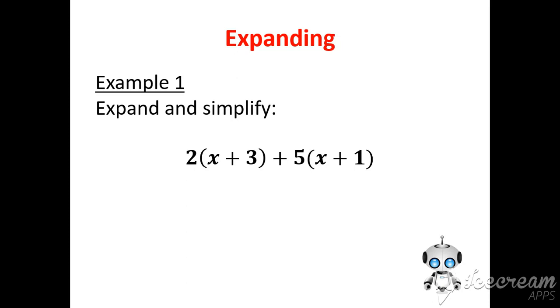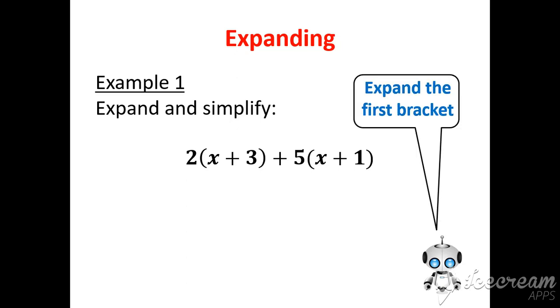Right, let's get into example 1. Let's expand and then simplify the following expression: 2(x + 3) + 5(x + 1). All right, what we're going to do is expand the first bracket. So let's start off. 2 times x, our first rainbow, is 2x. There's a plus sign to go, and then we're going to do our second rainbow. 2 times 3 is 6.